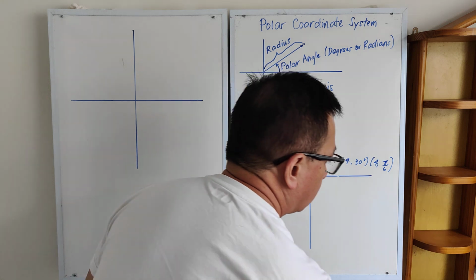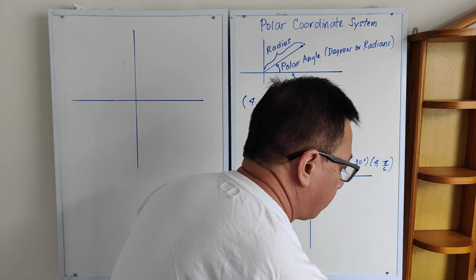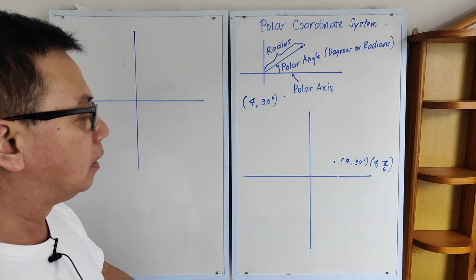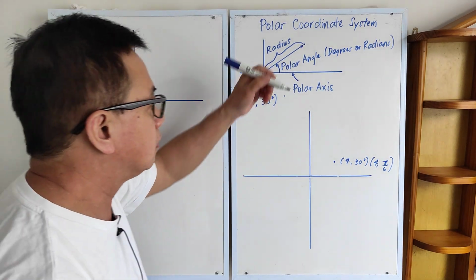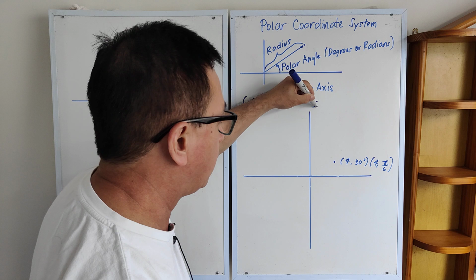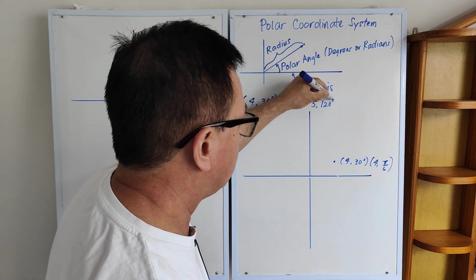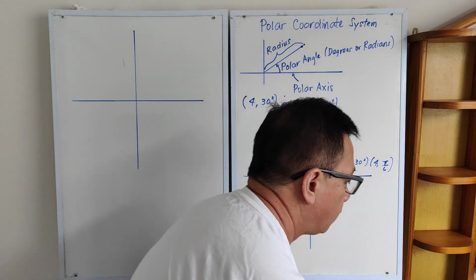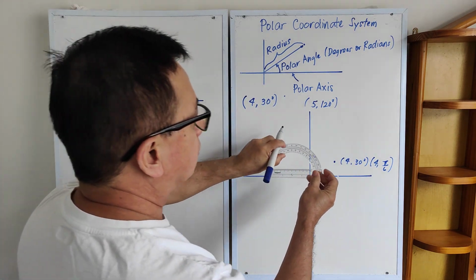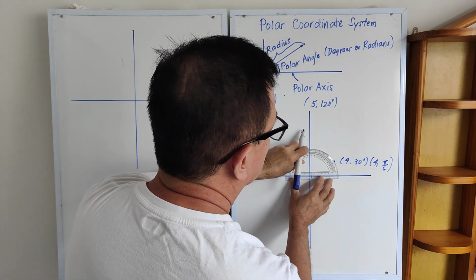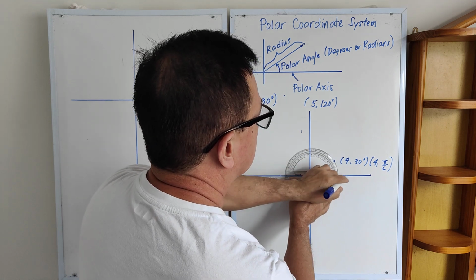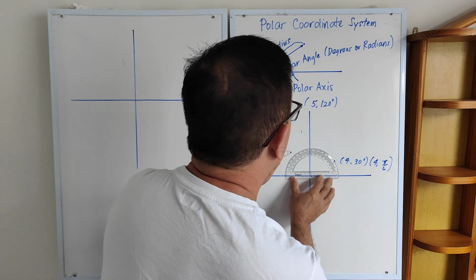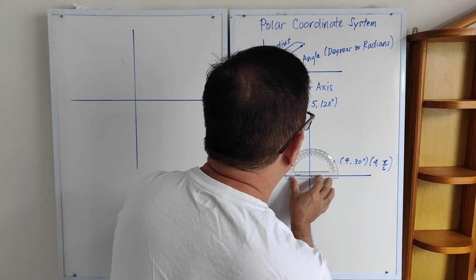So let's get another example. For example, we have 5 and 120 degrees. So the next point is 5, 120 degrees. So let's place first the angle where is 120 degrees. So obviously this is 0, this is 90 degrees. 120 degrees would be here, around here.